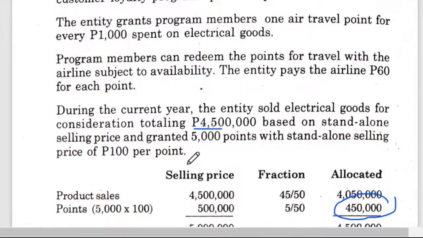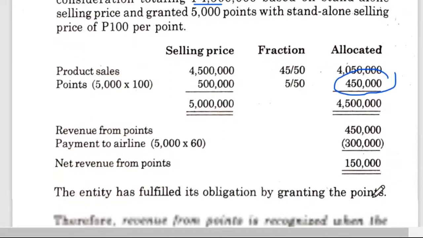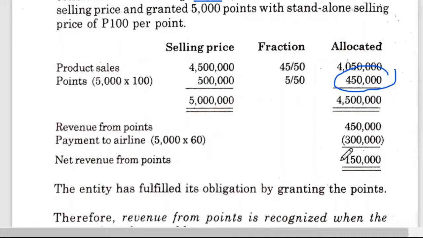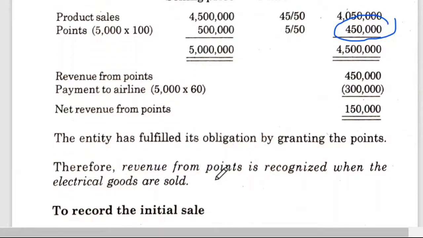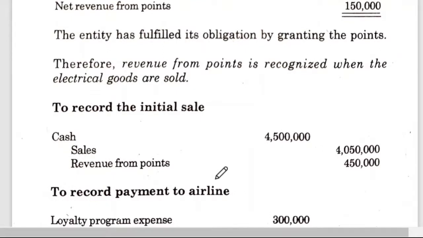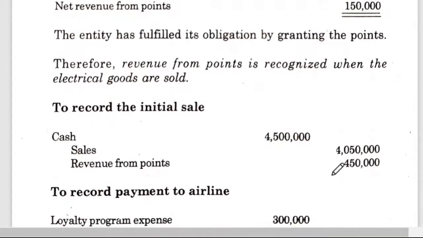And since we pay the airline 60 pesos per point, that's 60 pesos times 5,000 points, 300,000. Your revenue from the points is 150,000. The entity has fulfilled its obligation by granting the points. Therefore, the revenue from the points is recognized when the electrical goods are sold. So to record, we have debit to cash for the total value of the sales, the transaction price, when the customers bought the electrical goods. But since we allocated the 4,500,000 to the standalone selling price of the goods sold and also the revenue from the points, credit sales 4,050,000, and credit revenue from points 450,000.